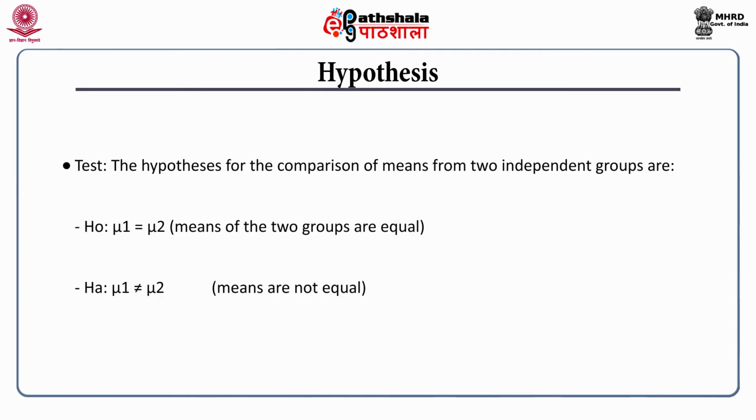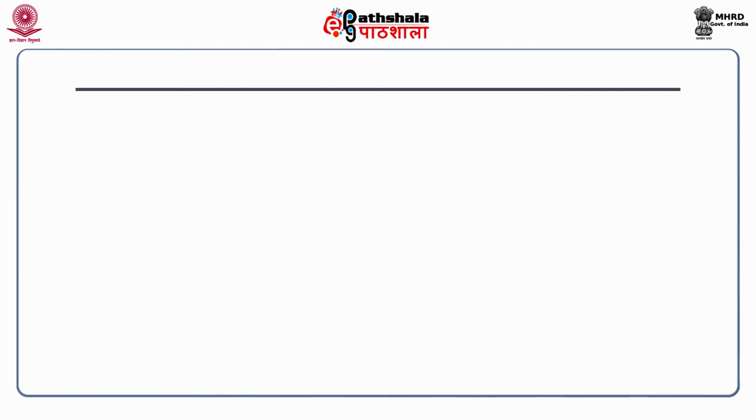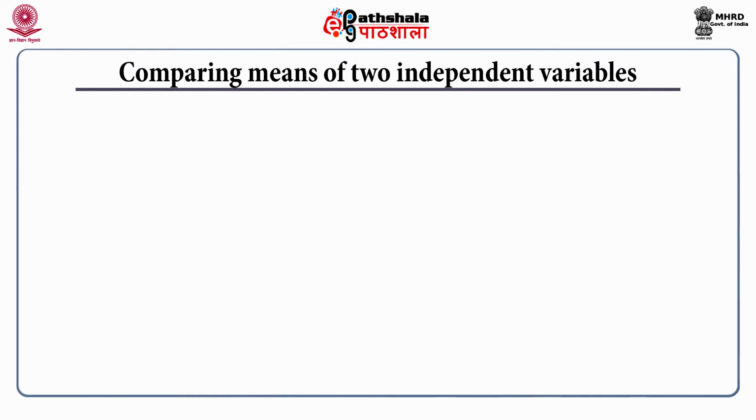the null hypothesis is that the group means are the same, while the alternate hypothesis is that the group means are not the same. It's nothing to do with directionality. Not the same means that either group 1 is higher than group 2 or group 2 is higher than group 1. So this is basically a two-tailed test, comparing means of the two independent variables.